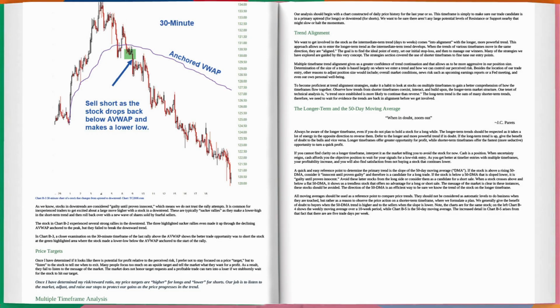Determination of the size of a trade is based largely on where we enter a trend and how we can control our perceived risk. Besides the location of our trade entry, other reasons to adjust position size would include overall market conditions, news risks such as upcoming earnings reports or a Fed meeting, and even our own personal well-being.